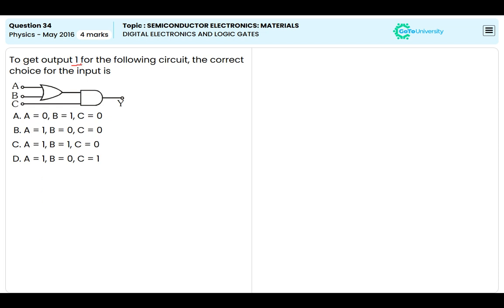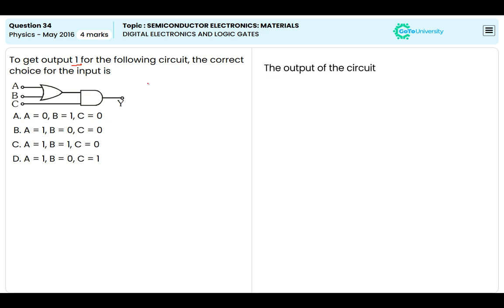To get output 1 for the following circuit, what is the correct choice for the input? Here, the logic gates are given with inputs A, B, and C. A and B are connected to the OR gate, and the output of the OR gate and C are connected to the AND gate. The resultant output from the AND gate is Y, which is equal to 1. That means if Y is equal to 1, then definitely the C value is also equal to 1.